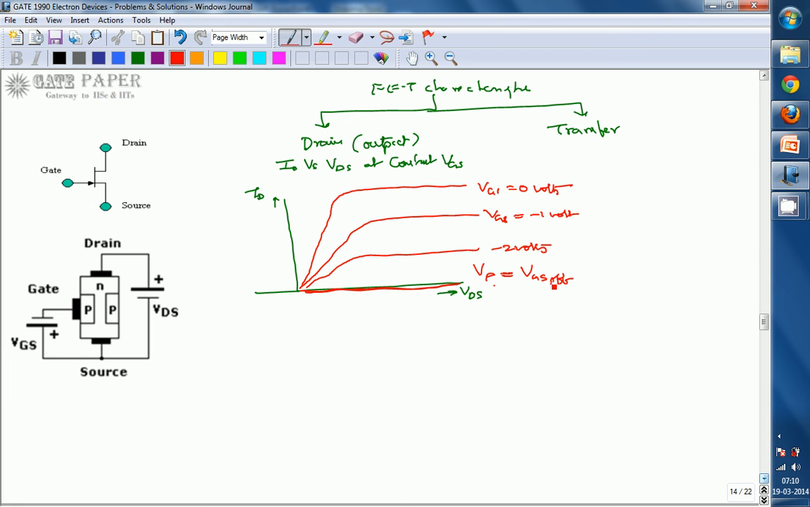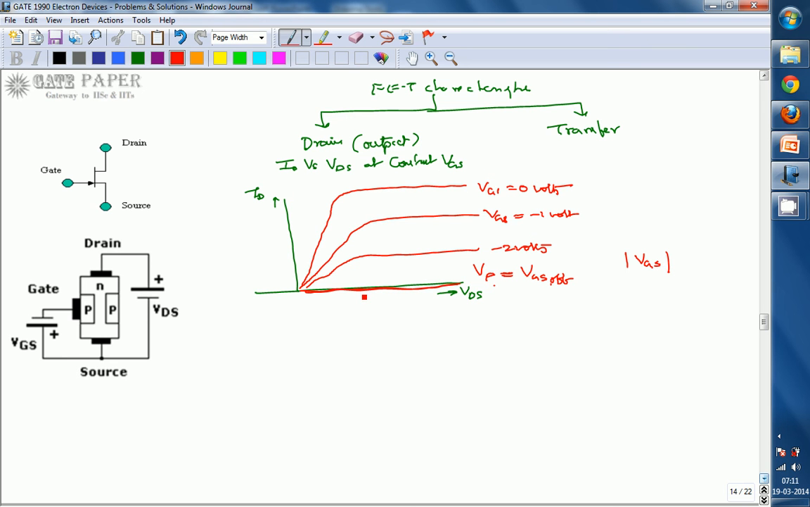We can define VGS off as the minimum amount of VGS, with modulus, that is, the minimum amount of negative voltage you apply, with magnitude, such that the channel becomes pinched off so that no drain current flows. ID becomes 0 even though VDS is applied. Remember that: even though VDS is applied, ID is equal to 0. That is what VGS off or VP is.